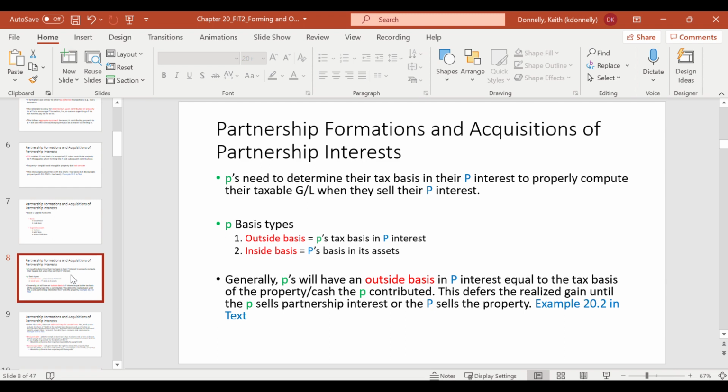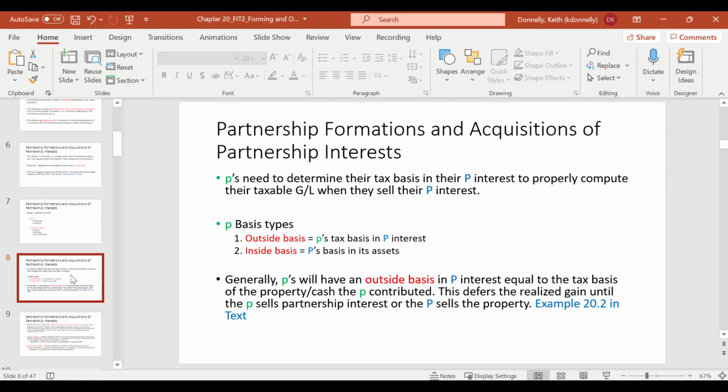Now that's a very simple example, but if we're looking at what outside basis is, that's why we care about it. It's the partner's basis in their partnership interest. If they sell their interest, we need to know this because it helps determine the gain or loss. These basis rules and other items come into play when you're looking at the passive activity loss rules as well. So just be aware that basis is a big deal.